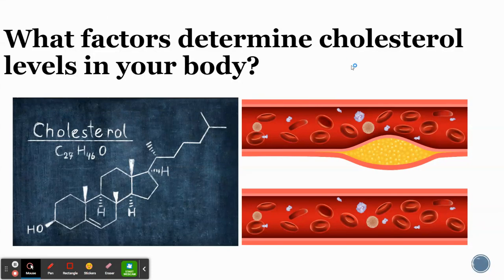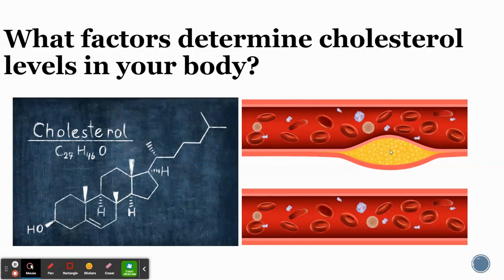What factors determine cholesterol levels in your body? So here we can see blood vessels with little cholesterol. Here we can see blood vessels with a lot of cholesterol. This is a cholesterol molecule over here. What determines that? So pause the video, think a bit. If you said genetics, that's true. If you said what you eat, that's true as well. So there's a few factors that affect your cholesterol levels.